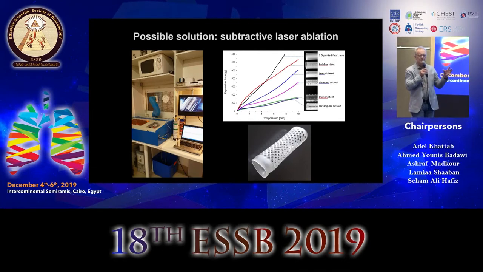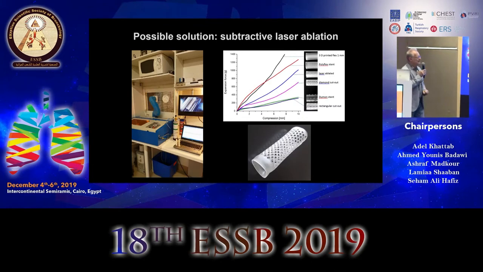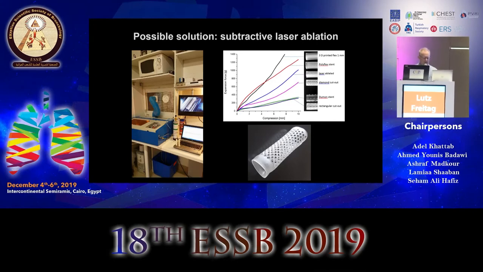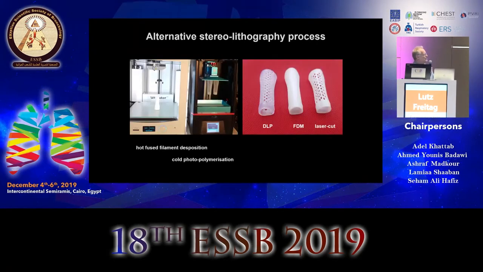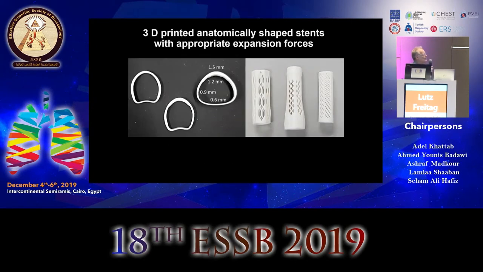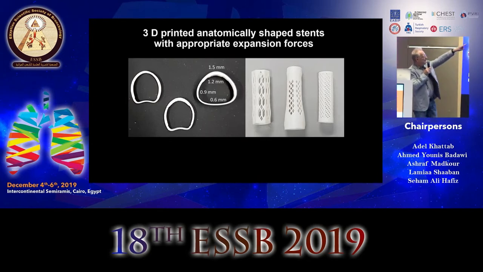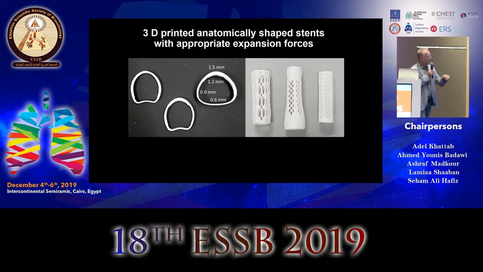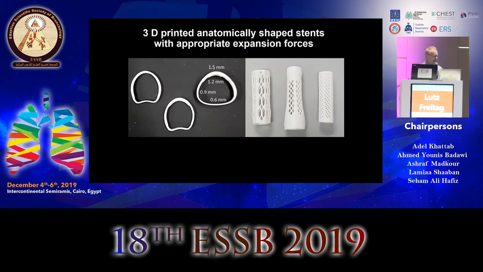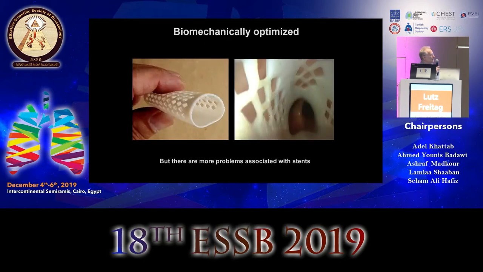At the bottom you see an anatomically shaped stent, and the diamond cutouts adjust, let's say, the recoil expansion force of the stent. There are other optical techniques, called photopolymerization, which is a nicer technique. However, we have not been able to get a material that can be photopolymerized and that is not cytotoxic. It might come. A few more aspects. As you see here, we changed the shape over the length, and we also changed the wall thickness and the cutter pattern. So with this, we have biomechanically optimized stents.